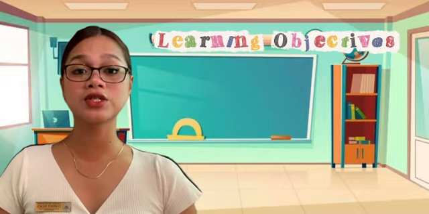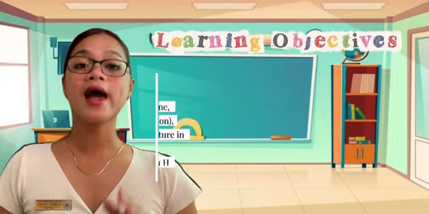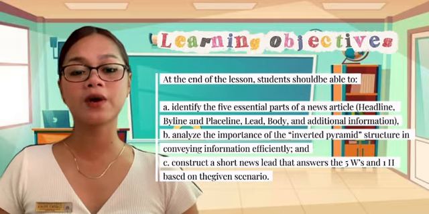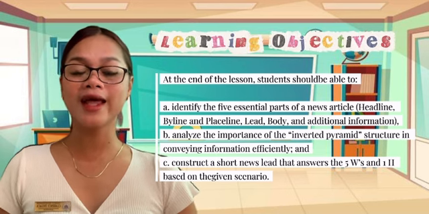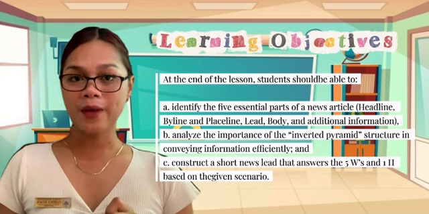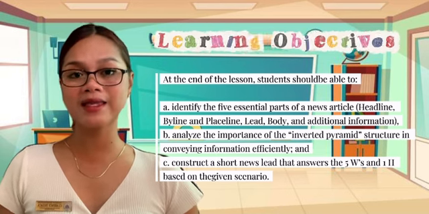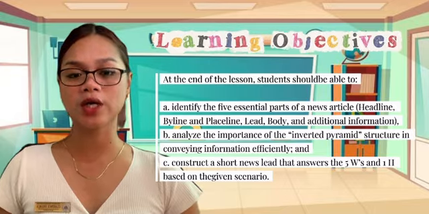Our topic for today is all about parts of the news article. But before that, let me first read to you our learning objectives. At the end of the lesson, students should be able to identify the 5 essential parts of a news article: the headline, byline and placeline, lead, body, and additional information.